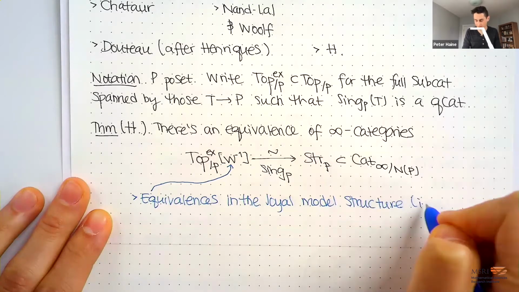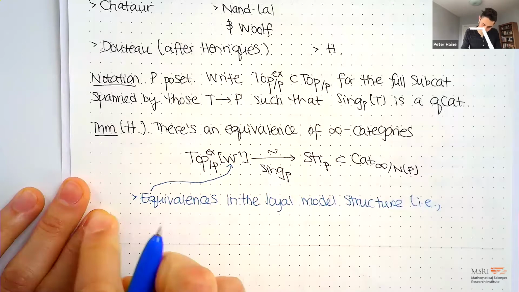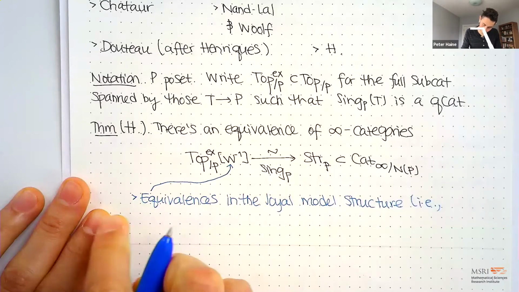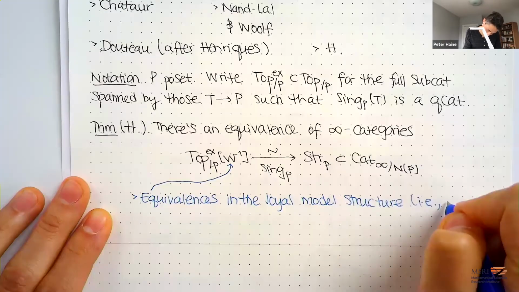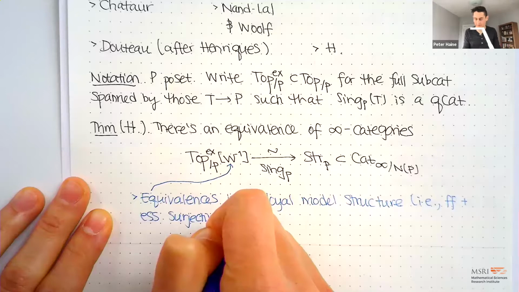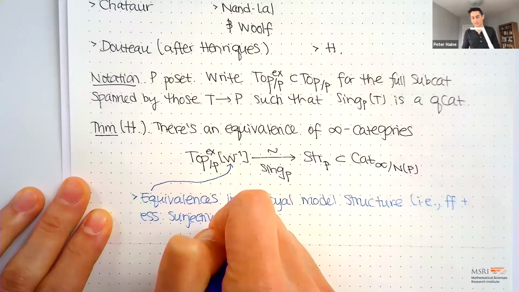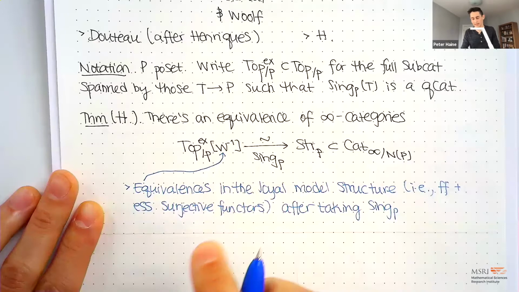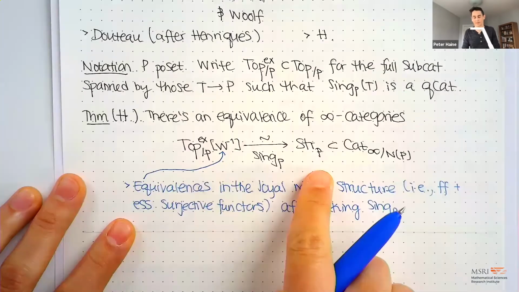because the things will be quasi-categories, fully faithful and essentially surjective functors after taking sing P. So this class W is the class of morphisms that become equivalences of infinity categories after applying this functor that uses the model. So I mean, maybe that's not so satisfying. So here's some model independent way.